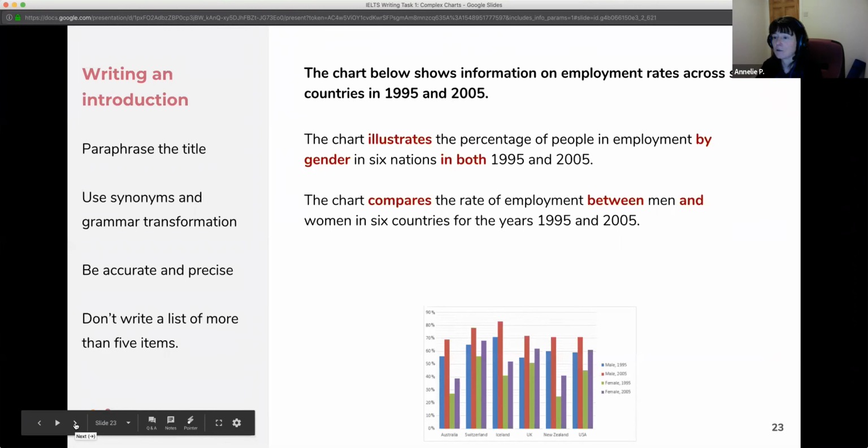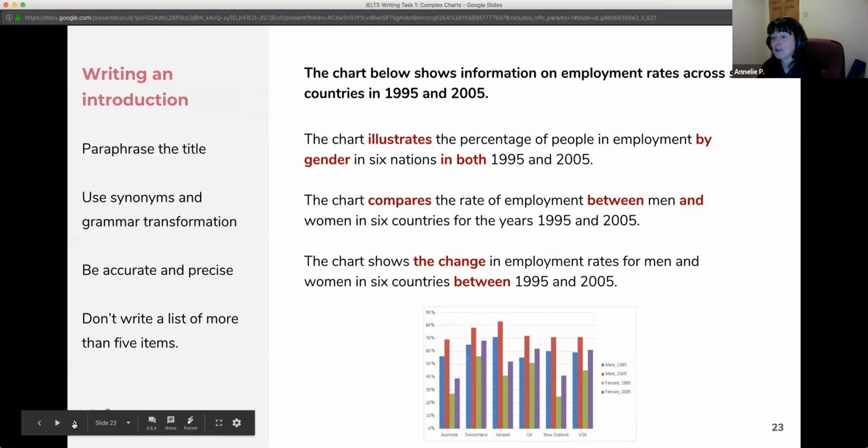Okay, we can also talk about the gender in different ways, between men and women. We can use the word compare. Okay, or we could say shows the change. So we've still got shows, but we've added another element there. Okay, so make sure that you always paraphrase the question. Remember, it doesn't count in your word count if you've used exactly the same words as in the question. Okay, yeah, that's fine. Vasiliki, that would be fine. Okay, yeah, compared by gender.